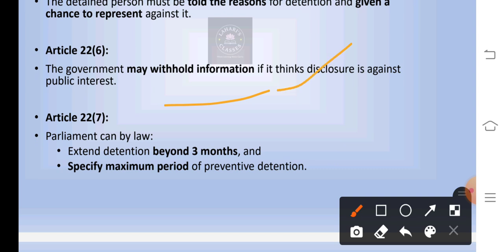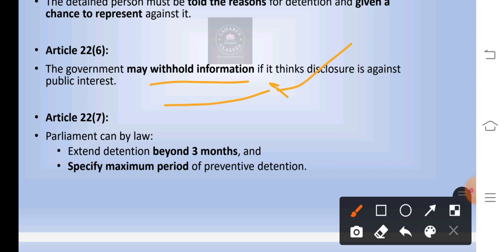The government may withhold the information because the person who has been arrested may influence the evidence or the public, and it may cause public disorder. So in those cases, the government may withhold information.